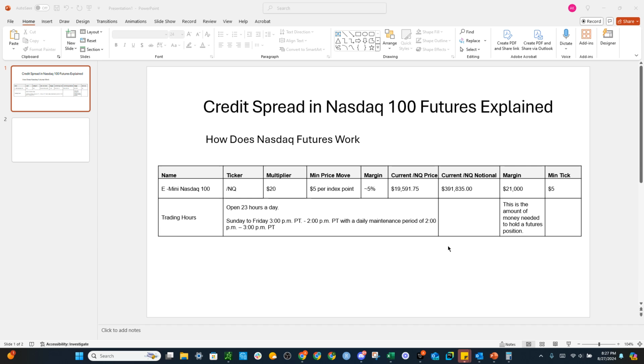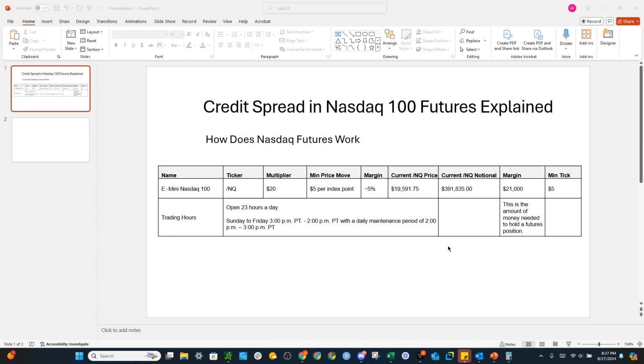Today I'm talking about Nasdaq 100 futures. Here's a quick explanation. The final goal of this video is to teach you how to trade a credit spread in Nasdaq 100 futures. Now, what is Nasdaq 100? It's the index that tracks the technology sector. It's made up of 100 top tech companies, and there are futures that are traded on this index as well.